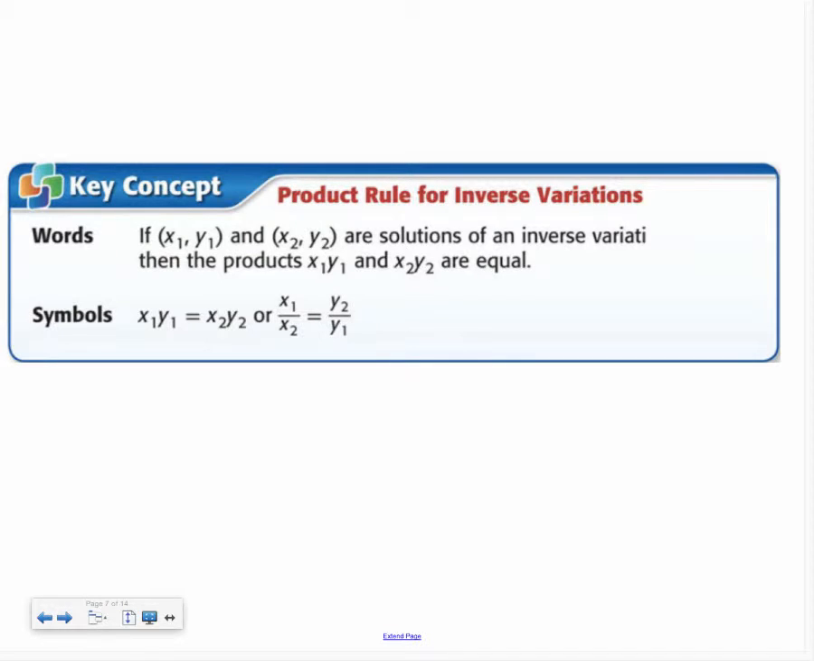Let's look at another key concept. There's a thing called the product rule for inverse variations. If we know that 2 points, or 2 sets of numbers, are solutions of an inverse variation, then the products are equal. So that means if I take x1 times y1, it should equal x2 times y2. Or it can always be x1 divided by x2 equals y2 divided by y1. Notice that the 1's alternate when you do the division, and the 2's alternate, okay? They're diagonal from each other, not on the same level.